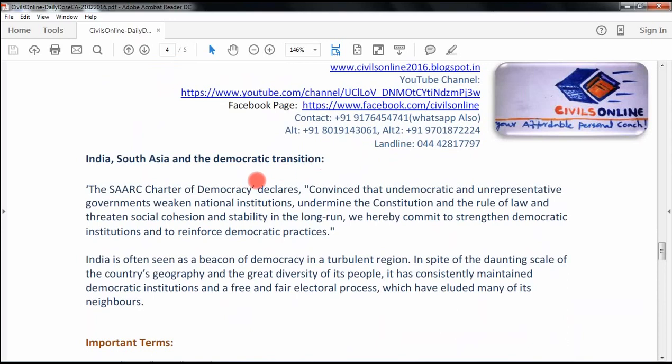So, India, South Asia, and the democratic transition. Apart from Nepal, India has been leading the democratic transition, and India has set an example for democratic transition in South Asia, that is, the neighboring countries of India. The SARC Charter of Democracy declares that, convinced that undemocratic and unrepresentative governments weaken national institutions, undermine the constitution and the rule of law, and threaten social cohesion and stability in the long run, we hereby commit to strengthen democratic institutions and to reinforce democratic practices. That's what the SARC identified and vowed to follow.